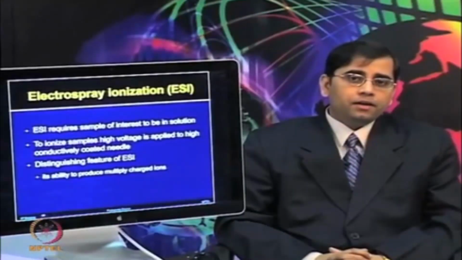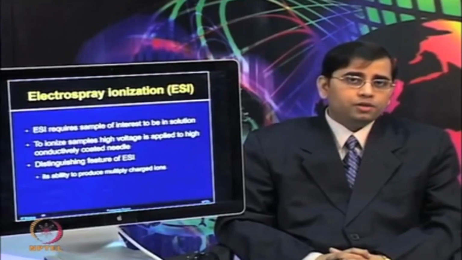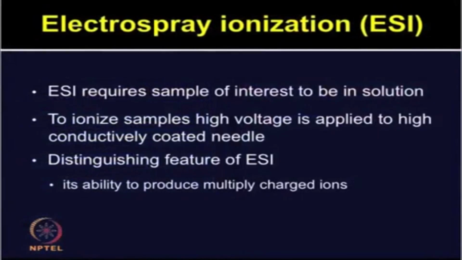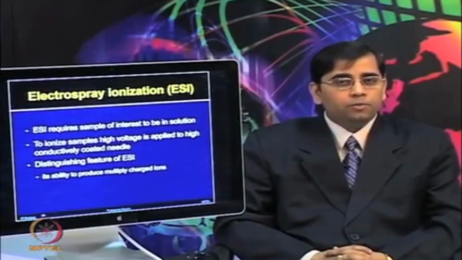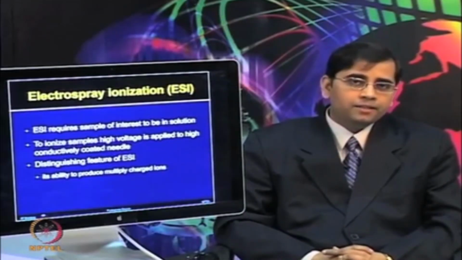So, ESI requires the sample of interest to be in solution. To ionize the samples, high voltage is applied to a highly conductively coated needle. This voltage results in the sample becoming charged, either positive or negative. The positive ions are primarily used for the analysis of proteins. The distinguishing feature of electrospray ionization is its ability to produce multiple charged ions. The number of charges that can be accepted by a particular molecule depends on its basicity and its size.